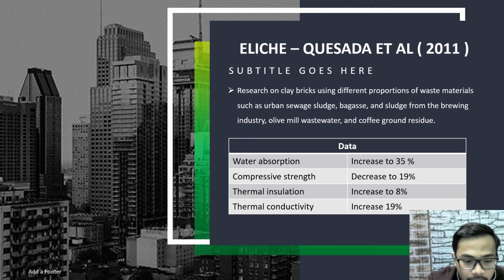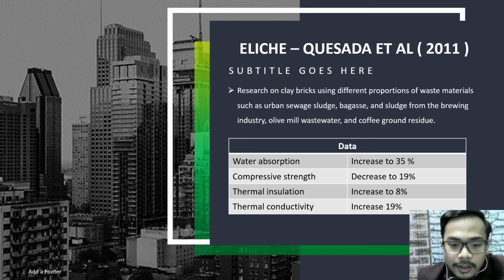And the incorporation of coffee wastewater and olive meal in clay bricks slightly increases the open porosity and the closed porosity part, thus maintaining the compressive strength and improving the thermal insulating properties of the brick. This can be proved by the data. We can see the water absorption increased to 35% and compressive strength decreased to 90%, thermal insulation increased to 8%, and thermal conductivity increased 90%.